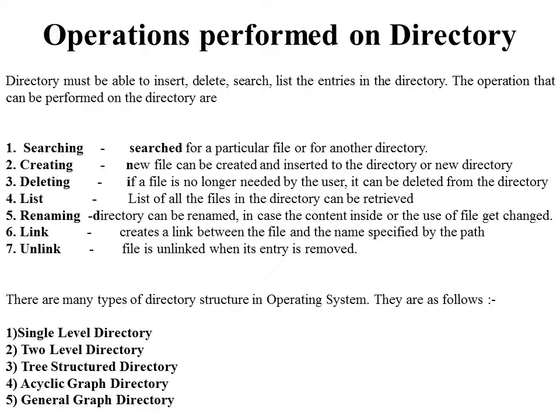The next one is what are the operations to be performed based on directory. We can do the operations searching, creating, deleting, listing, renaming, link and unlink the file. These are the operations we can perform based on directory, and we have many types of directory structure in operating system. These are the single level directory, two level directory, tree structure directory, acyclic graph directory, and then general graph directory.